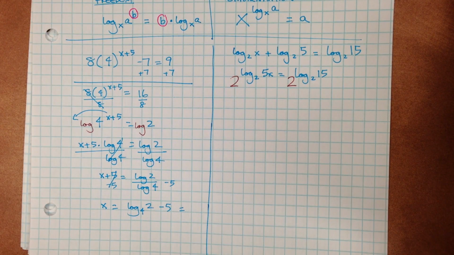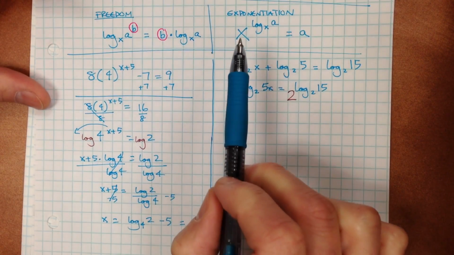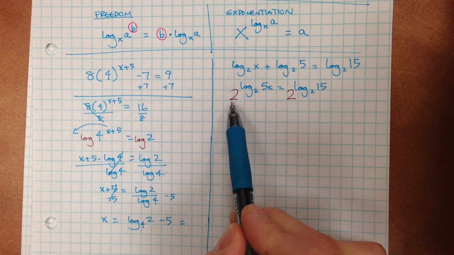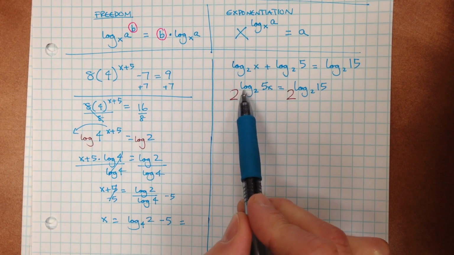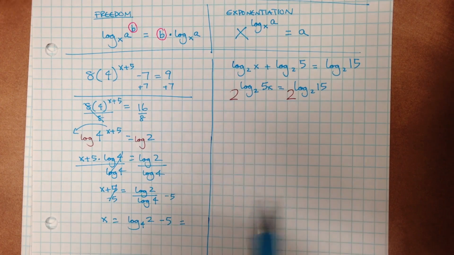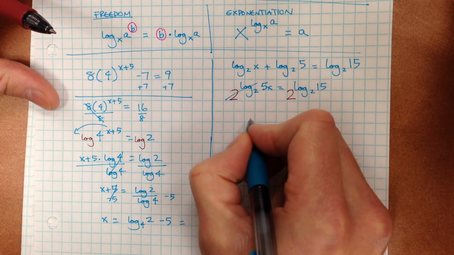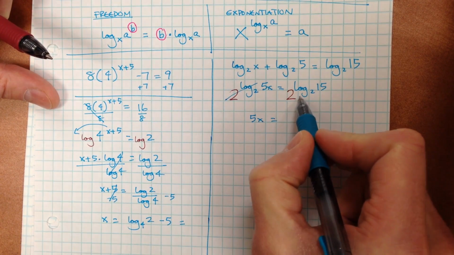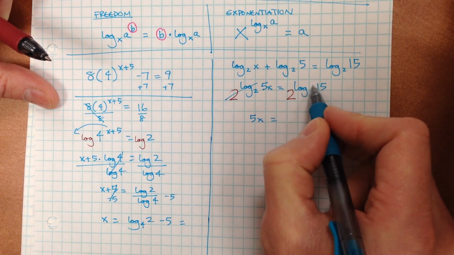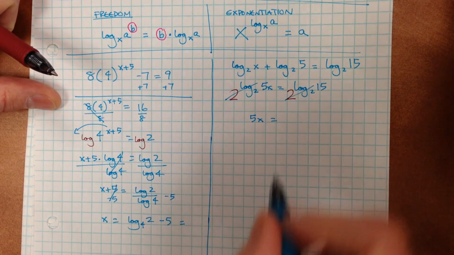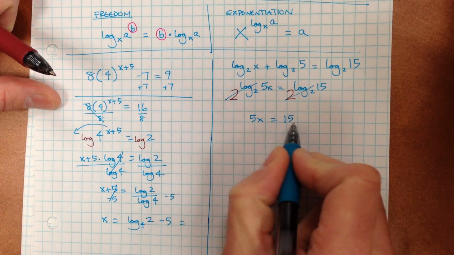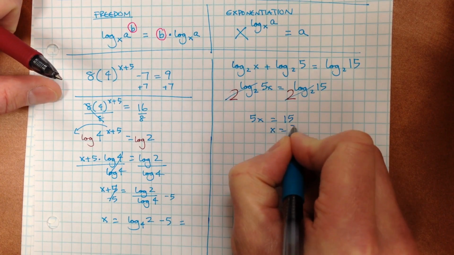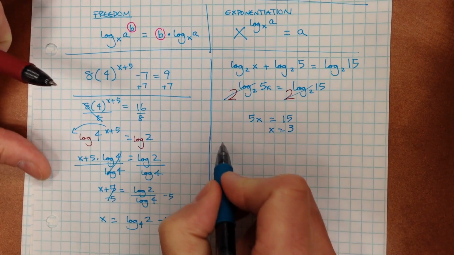We are exponentiating, kind of what we talked about right here. Well, 2 is my base, log base 2 of 5x, well those cancel and you are simply left with 5x equals, well, base 2, my exponent log base 2 of 15, the log base 2 and the base 2 cancel, equals 15. We could divide by 5, x equals 3.